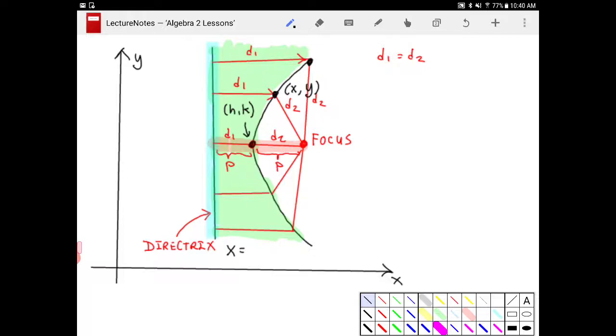Because H comma K is further to the right than the directrix, to describe the equation of that vertical line, that's just H minus P. This vertical line is going to be P units to the left of H comma K, so therefore the equation for the directrix is x equals H minus P. All right, so I have a couple things going for me right now.